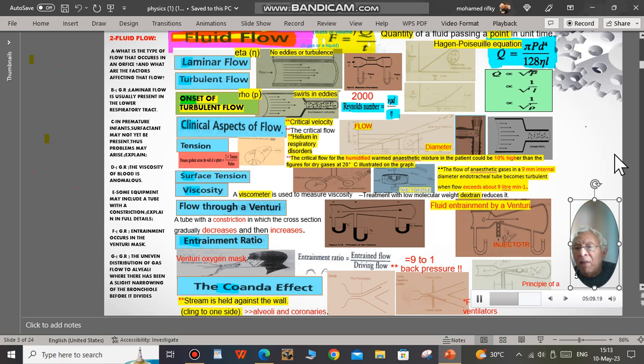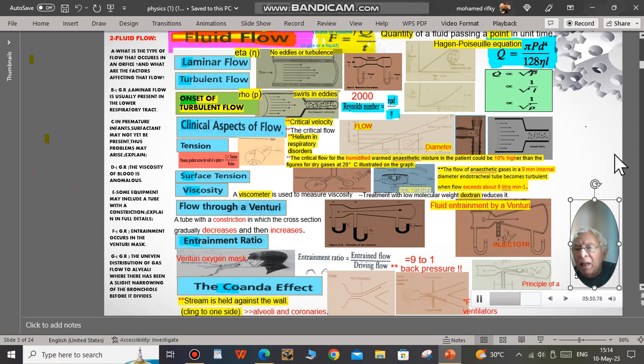So the surfactant lining the surface of the alveoli is capable of either increasing or decreasing its concentration to control the surface tension, and at the same time to keep the alveoli from being overly extended and from collapsing.